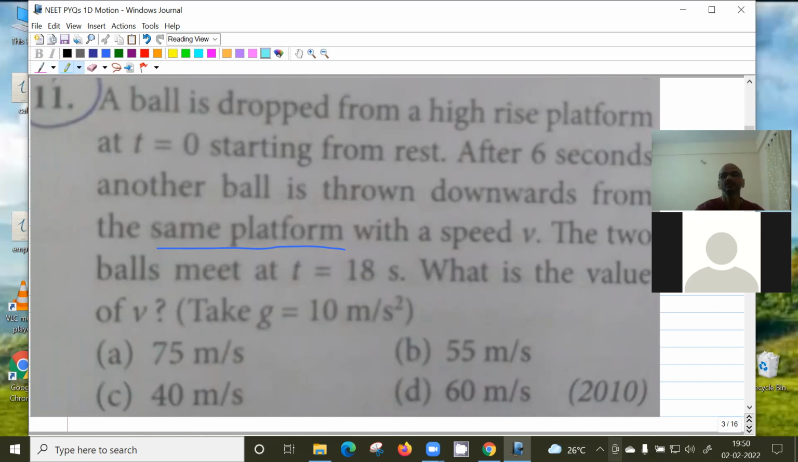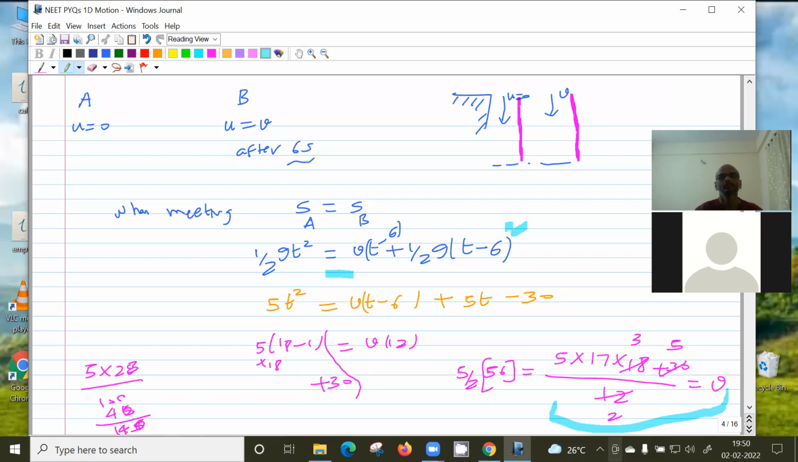Is it correct? One minute, I will take from this one. Option A, right only, sir. 75. So T is 18. So 18 minus 6 is 12. Five into 12 into 12.